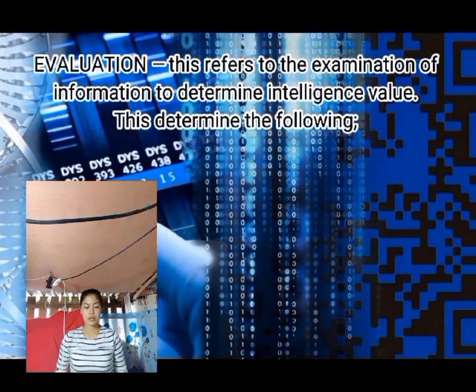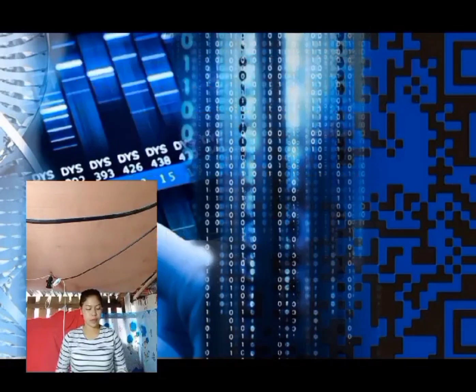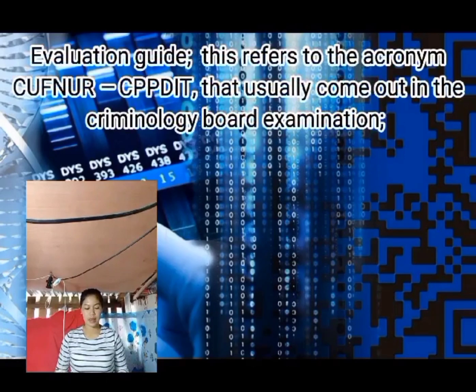Evaluation. This refers to the examination of information to determine intelligence value. This determines the following. A. Pertinence. Does it hold some value? B. Reliability. Judging the source of information. C. Credibility. The truth of information. Evaluation guide. This refers to the acronym CAFNOR or CPPDIT that usually comes out in the criminology board examination.